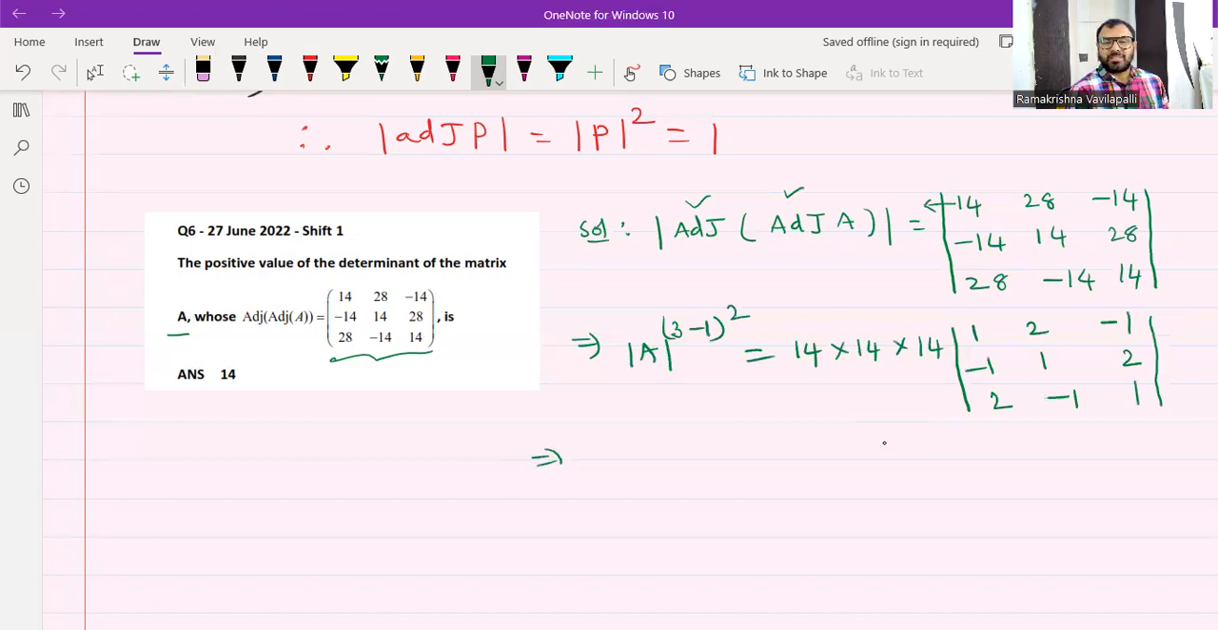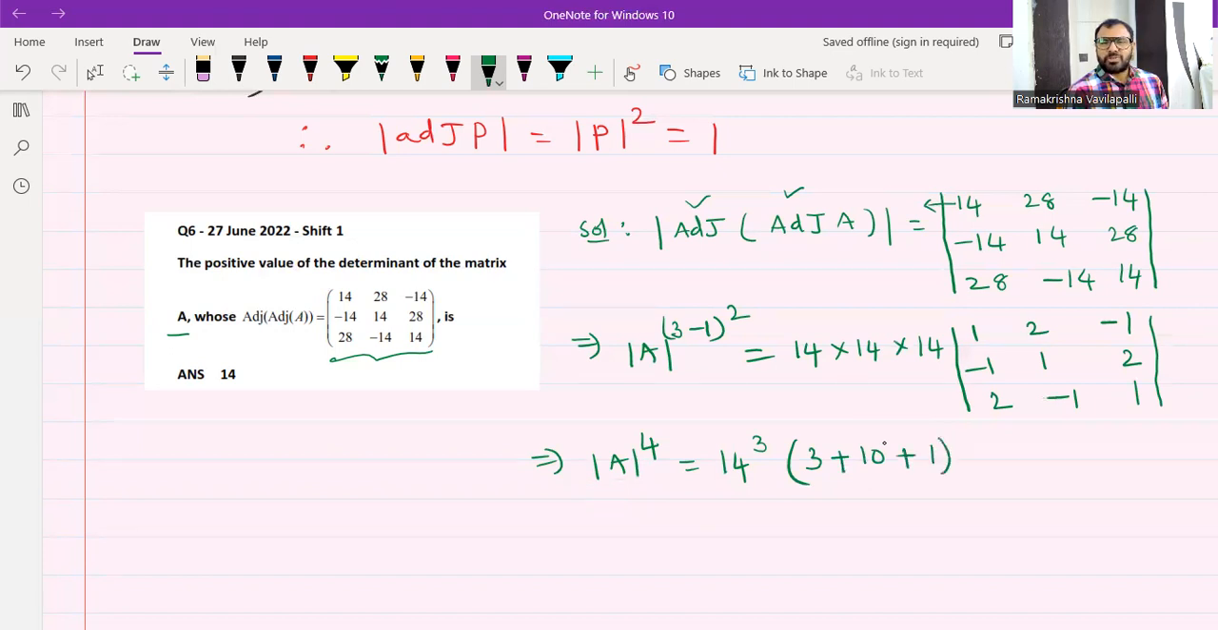So this implies the left side is determinant of A whole to the power of 4, whereas the right side becomes 14 cube. And expand this determinant, you will have 1 minus... This is 3, minus 1, minus 4, minus 5. It becomes plus 10. This is 1 minus 2, minus 1, plus 1.